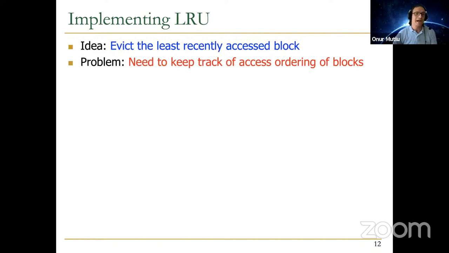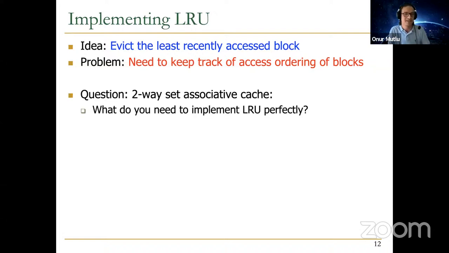But of course, it comes with a problem. Now you need to keep track of access ordering of blocks. So if you want to know the least recently accessed blocks, you really need to keep an ordering of blocks. So if you have a 16-way associative cache, basically, you need to have an ordering of those blocks in 16 different ways. So let's start simple. Let's start with a direct map cache.